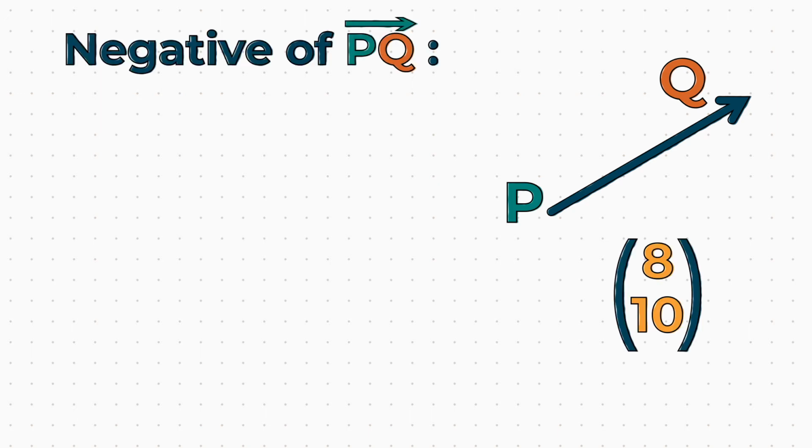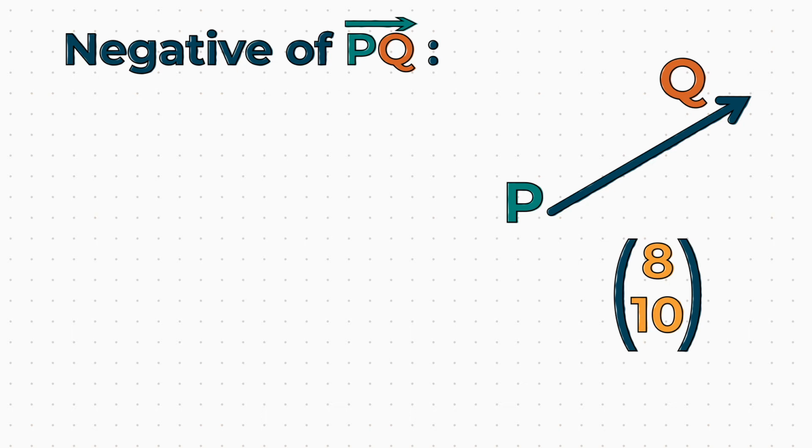To subtract a vector, we first need to understand what a negative vector is. A negative vector is a vector that has the same magnitude but opposite direction. For example, let's say we have a vector PQ with an arrow that points in this direction. It's equal to 8, 10. The negative of this vector could be written in 3 ways.